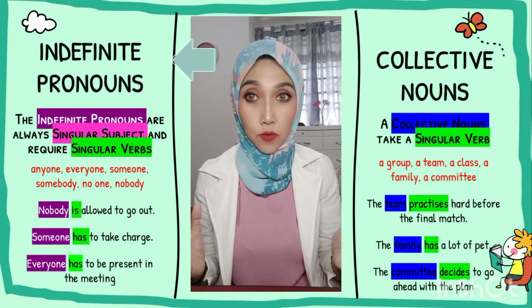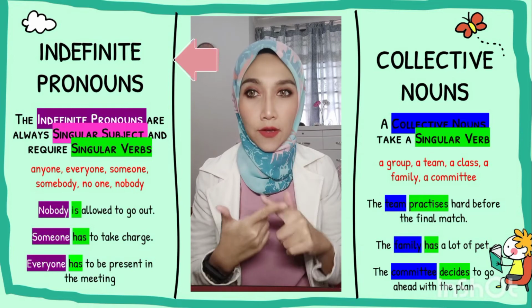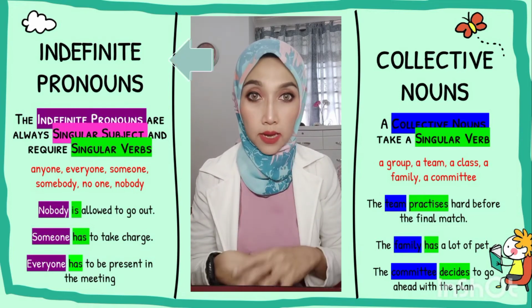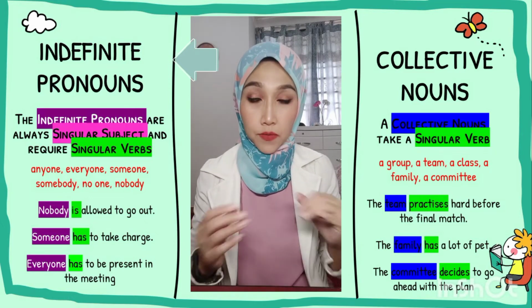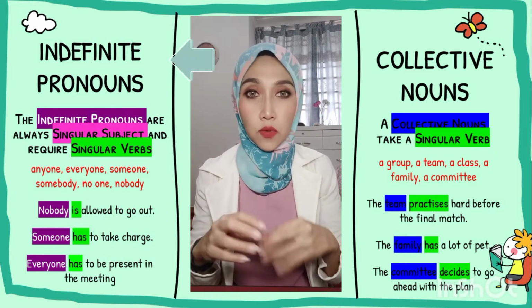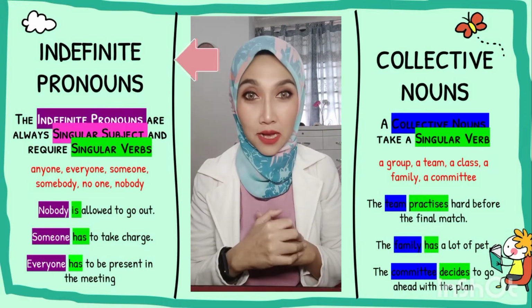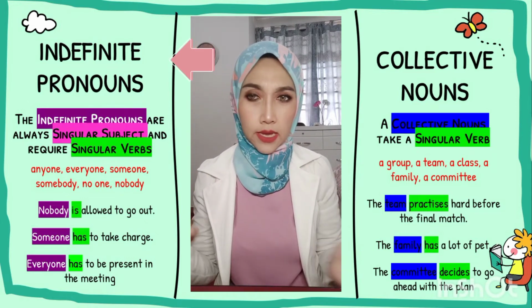What are those? Okay, the words are anyone, everyone, someone, somebody, no one, nobody. Those are examples of indefinite pronouns. Okay, indefinite pronouns ni termasuklah perkataan-perkataannya. Semua orang, setiap orang, seseorang. That one in bahasa Melayu. But in English: anyone, everyone, someone, somebody, no one, nobody.